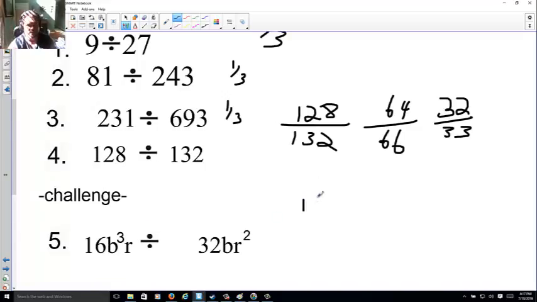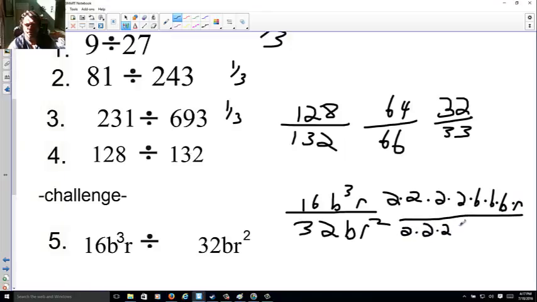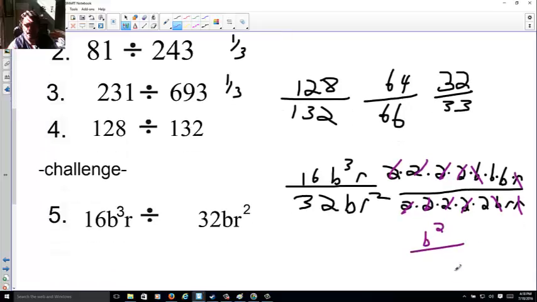And the challenge problem, well, let's see. 16 b cubed r over 32 b r squared. To break this down, 16 is 2 times 2 times 2 times 2, and then 3 b's and an r over 32, which is 5 2's, a b and 2 r's. Let me change color so you can see it easier. These 4 2's cancel out these 4 2's. This b cancels this b, and this r cancels this r. So what I have left is b squared, and I have a 2r. And if you got that, you're doing all right. You're pretty bright. Good job.